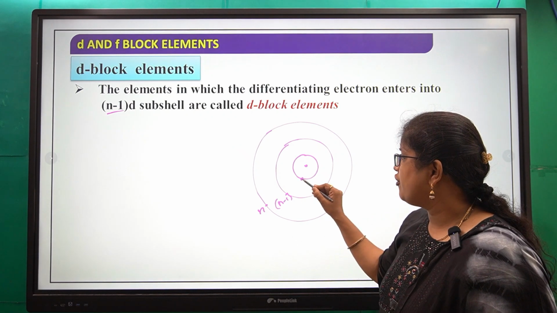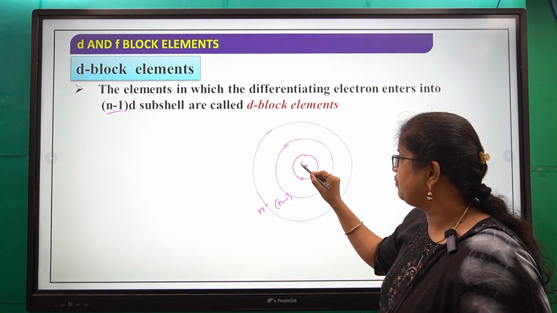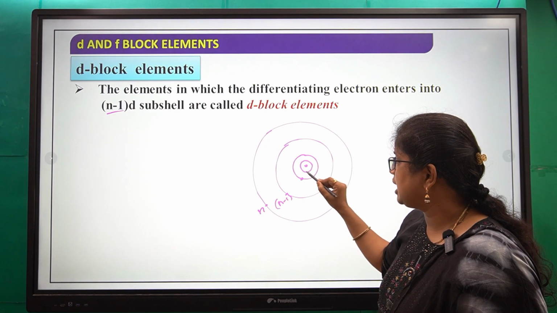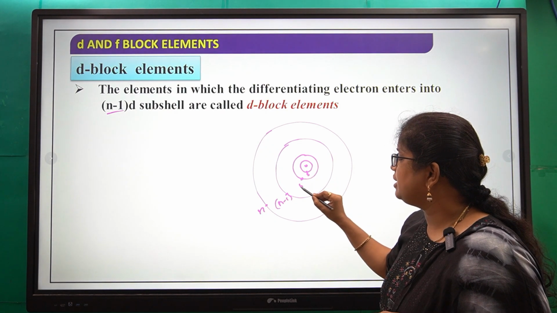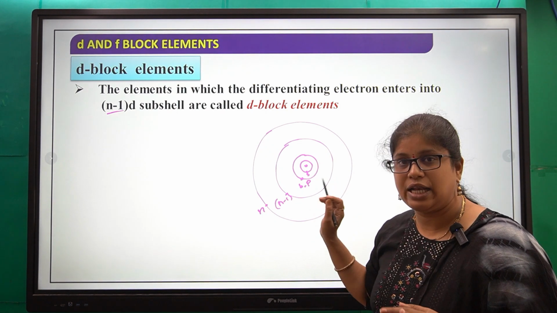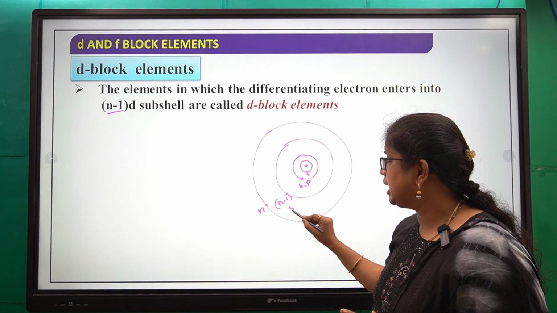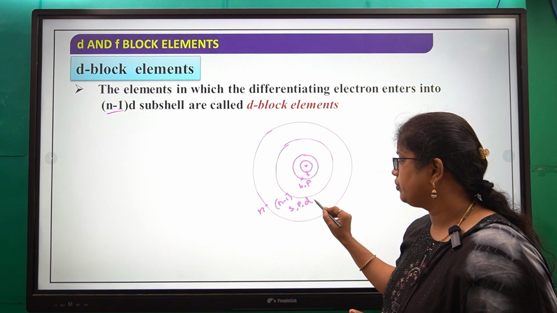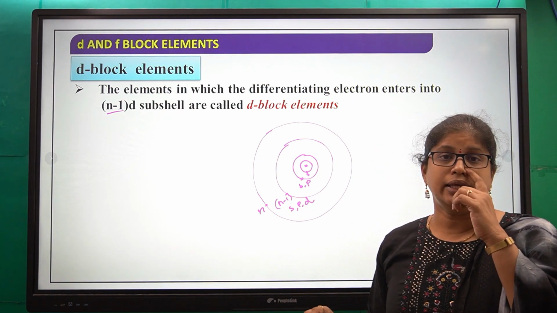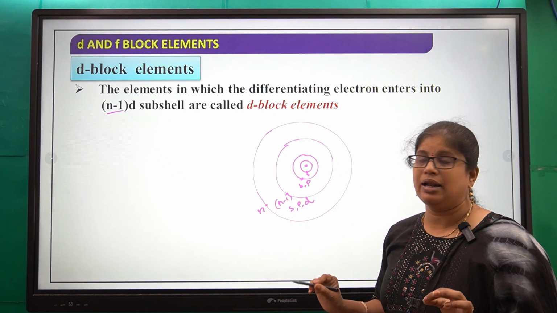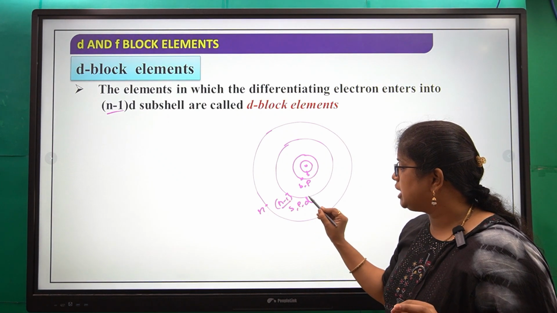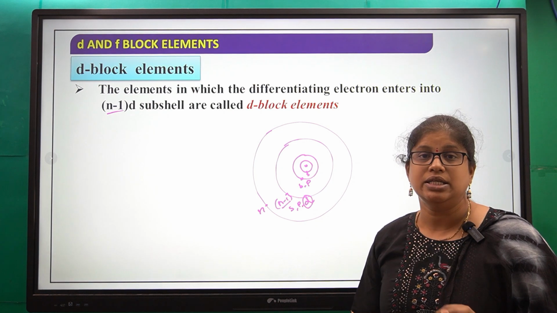So we know that the first shell contains only S, and the second shell contains only S and P. The third shell contains S, P, D. Okay, so here the outermost electron is entering into the N minus 1 D subshell.